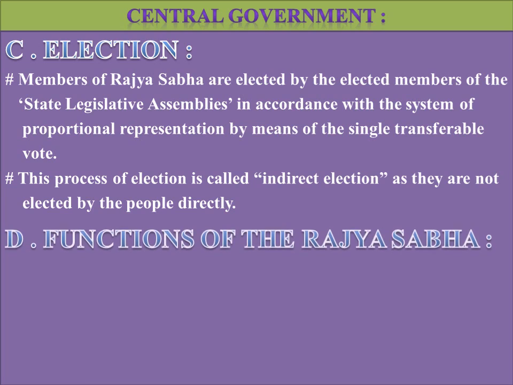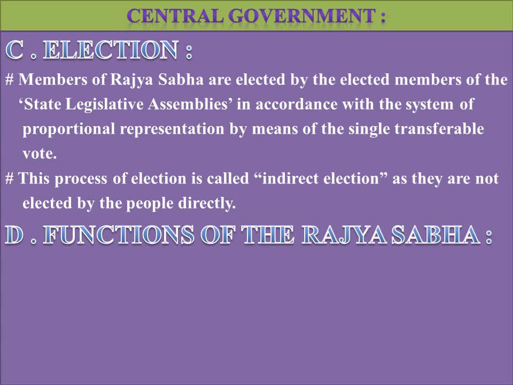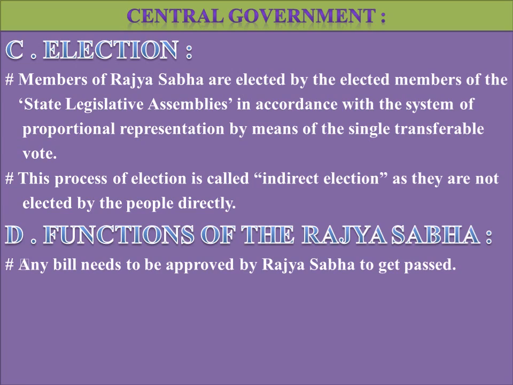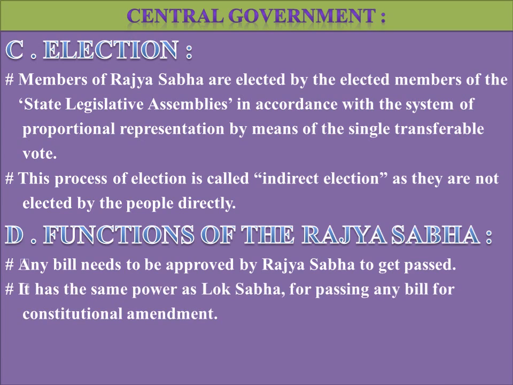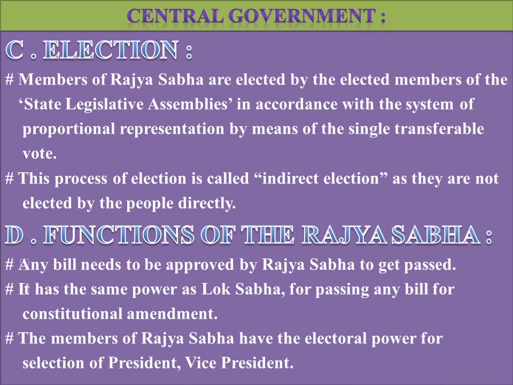Next we are going to learn about the functions of the Rajya Sabha. Any bill needs to be approved by Rajya Sabha to get passed. It has the same power as Lok Sabha for passing any bill for constitutional amendments. The next function is that the members of Rajya Sabha have the electoral power for selection of president and vice president.